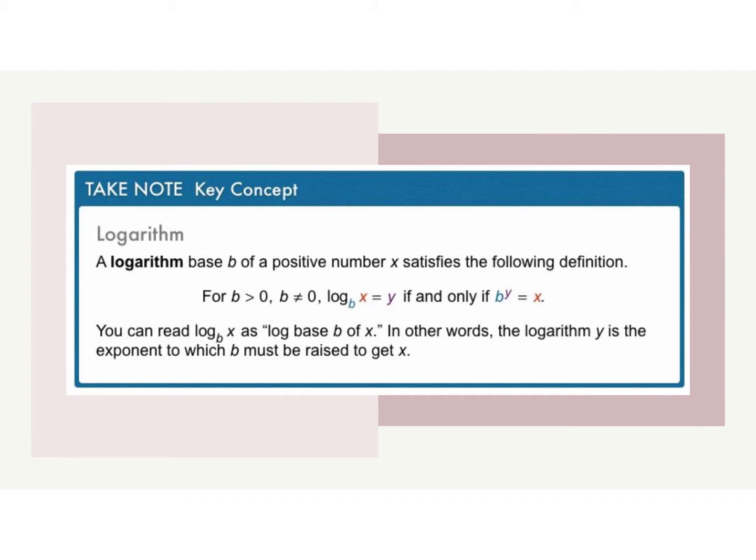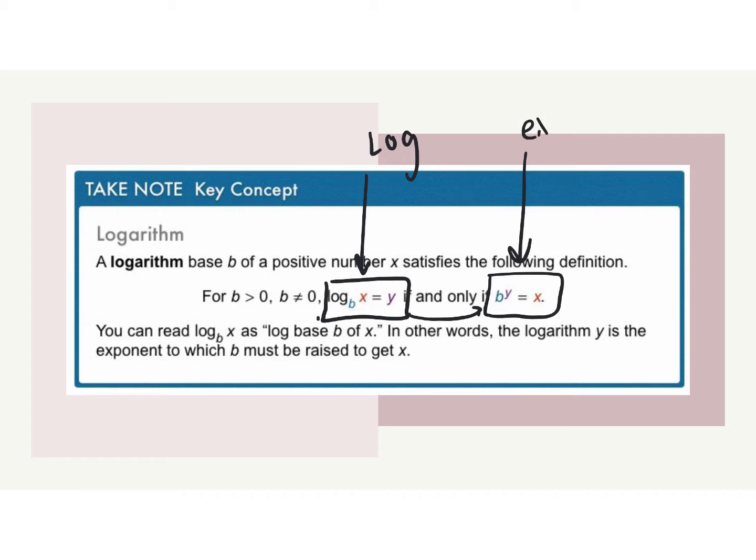So a logarithm has a base b of a positive number x satisfies the following definition. We have this equation here, log base b of x is equal to y. And we can change this to look like this one, b to the power of y is equal to x. So this is logarithmic form, this is exponential form. And we can go back and forth between the two.